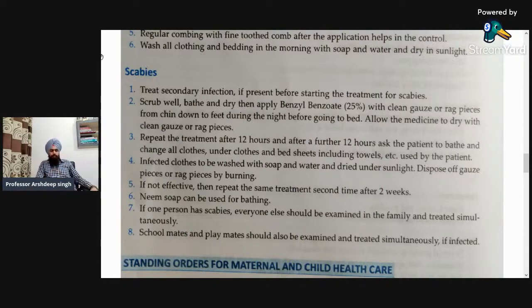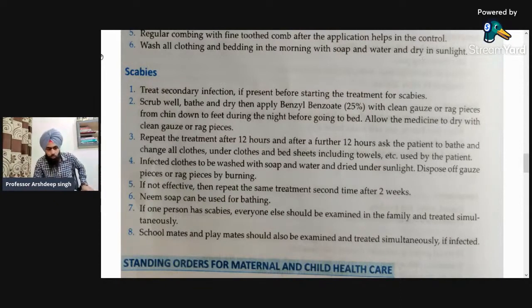Okay. Next, if one person has scabies, everyone else in the family should be examined and treated simultaneously. Likewise, as I said, it is a contagious disease and can be spread from one person to another. So, if there is a person who has scabies, then other persons of the family and members of the family must be assessed or observed for the presence of scabies.